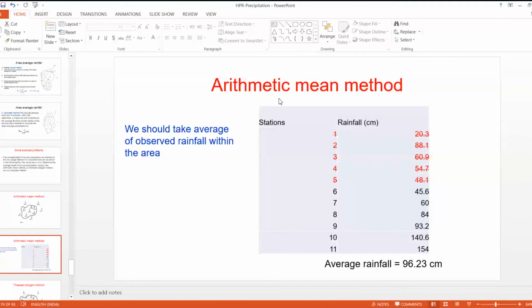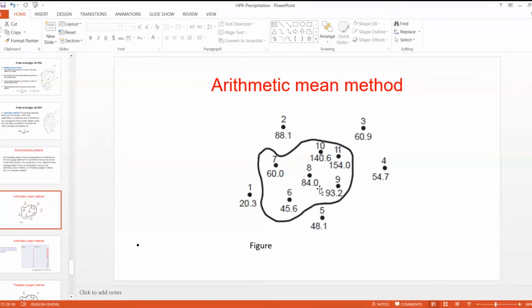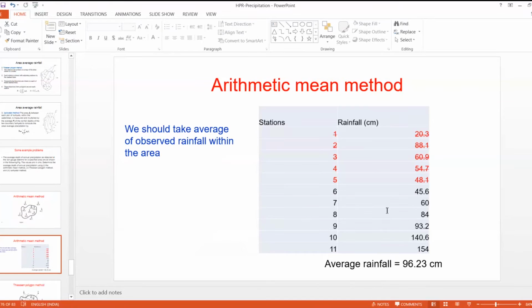So by using the arithmetic mean method, you can go to the previous figure, the previous slide. For the arithmetic mean method, we have to consider only the rain gauge stations within the catchment area. So we'll take the average of the rainfall at the stations within the catchment area. That is given by 96.23 centimeters.